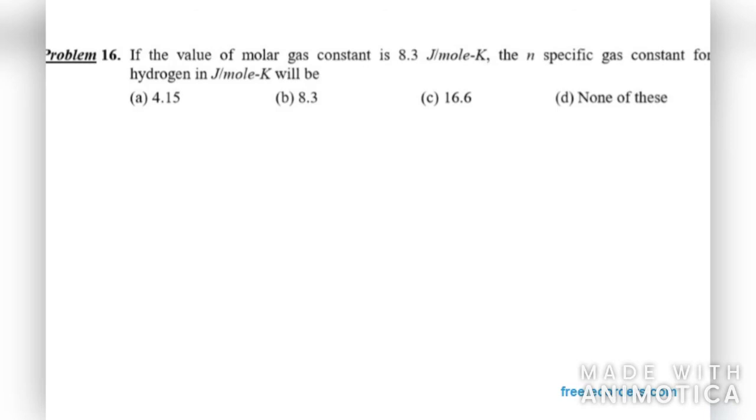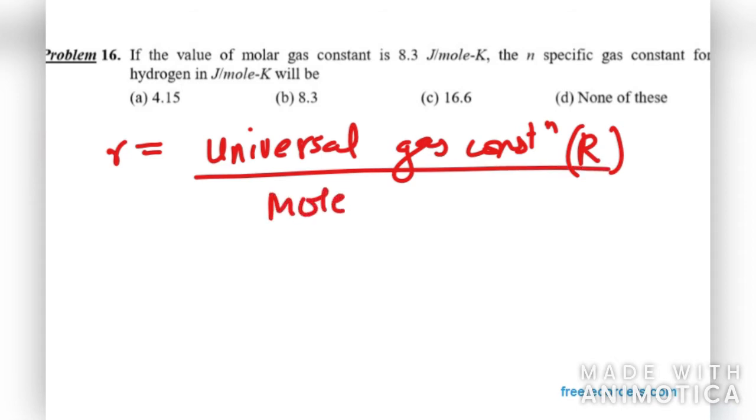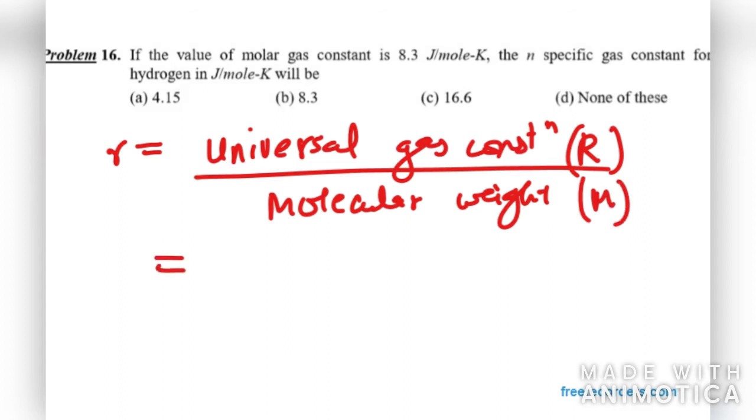As you know, the specific gas constant is given by the universal gas constant, that is R, divided by the molecular weight, represented by M. So we have the R value, that is 8.3, and the molecular weight is 2 in this case, so it will be 4.15 joule per mole Kelvin. So A is the right option in this case.